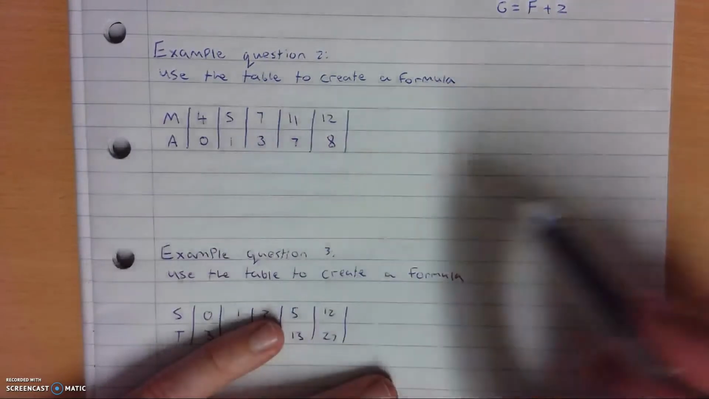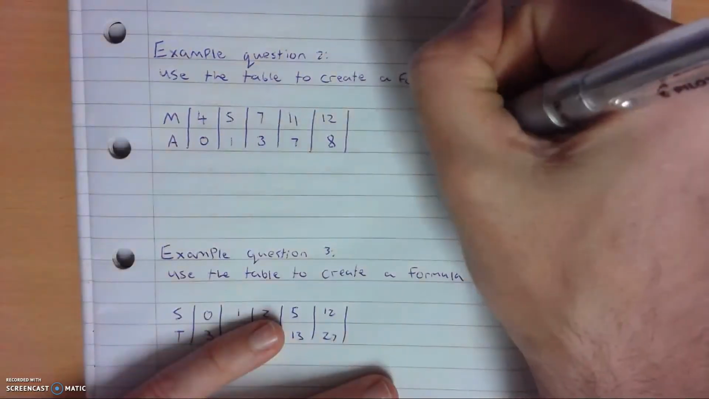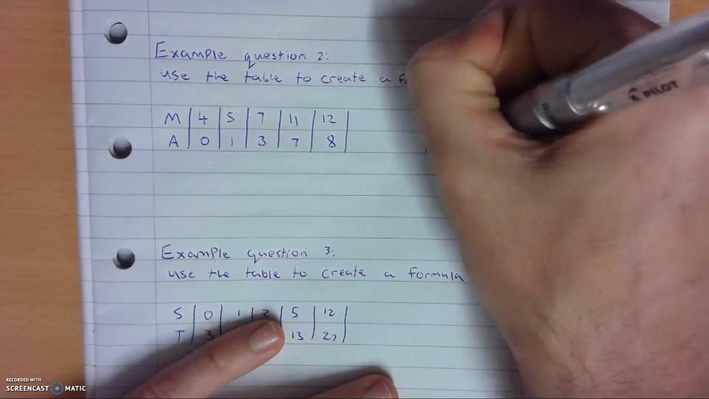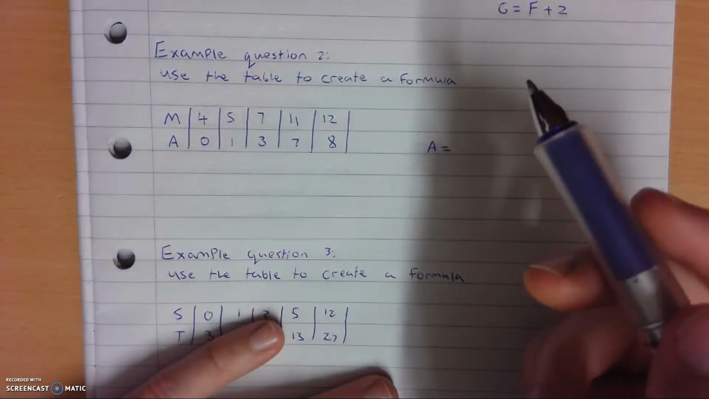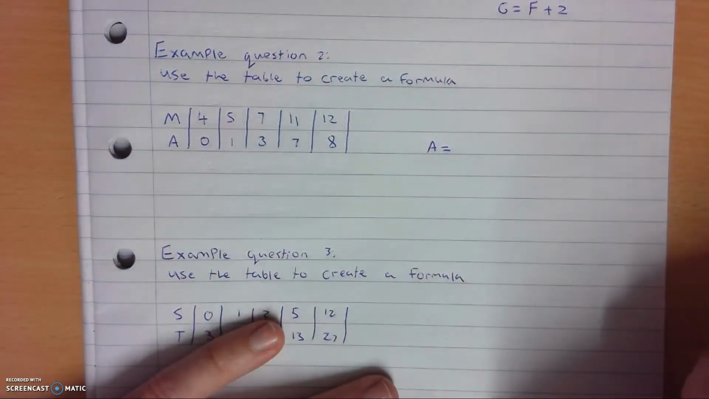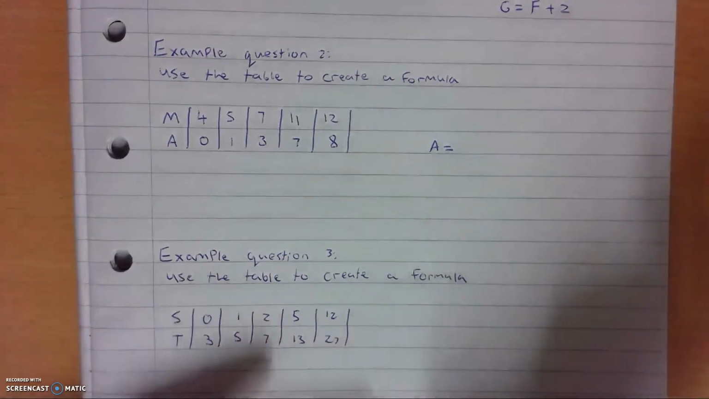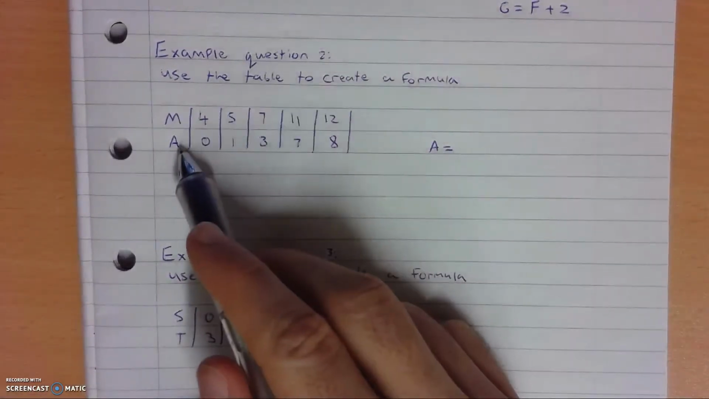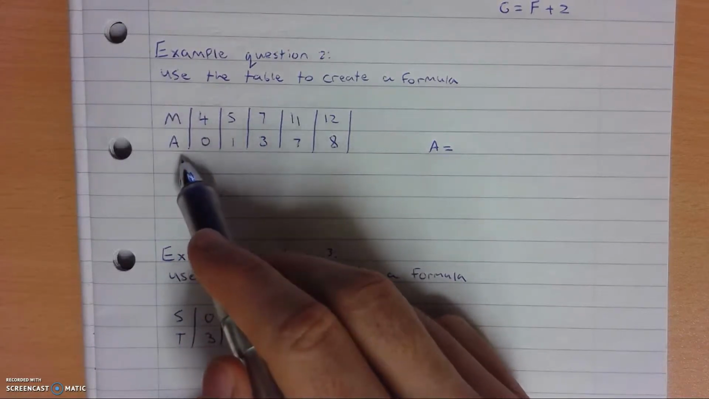Okay, so I'm going to write out a formula of A equals M something, plus something, minus something, times by something, divided by something. So what I'm going to do is find what I need to do to M to get my A value.